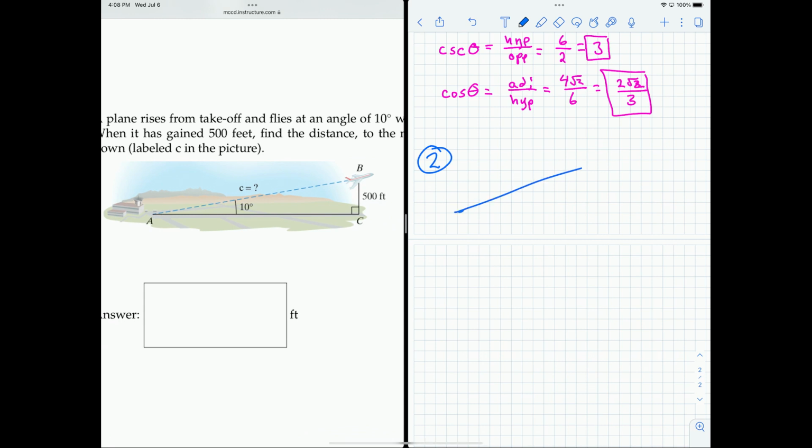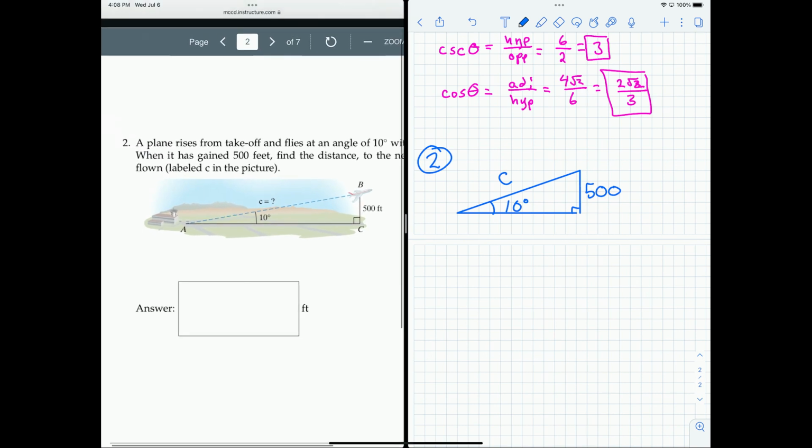So our triangle here, which you don't have to draw perfectly matching the picture, just get it close. This is 10 degrees. We don't know C, and this is 500. We're not being asked for sine theta, cosine theta, anything like that. We're being asked for C.